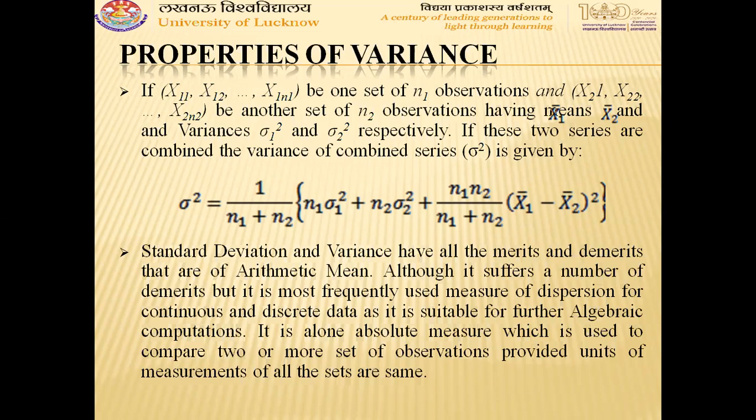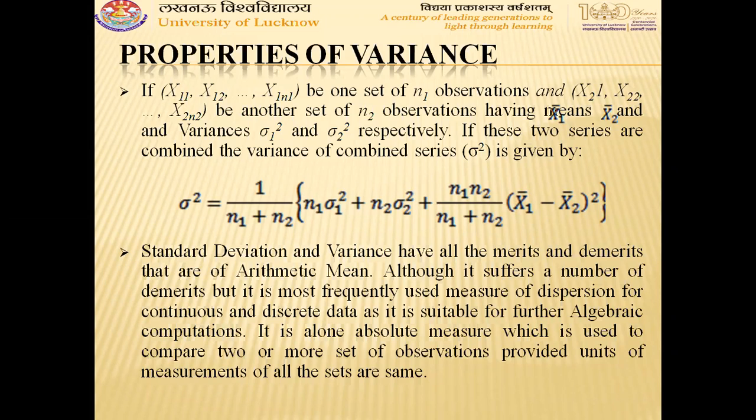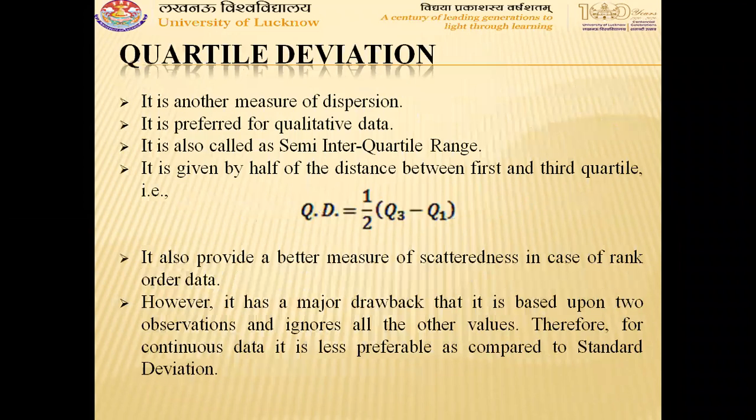It is the most frequently used measure of dispersion among all absolute measures of dispersion, as it is based upon all the observations, and it is more suitable to algebraic and statistical computation as compared to other measures. Other measures are not suitable for mathematical or statistical computation. And standard deviation also has a drawback that it cannot be calculated for qualitative data.